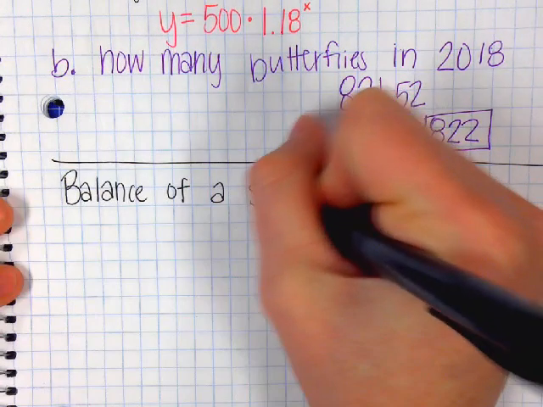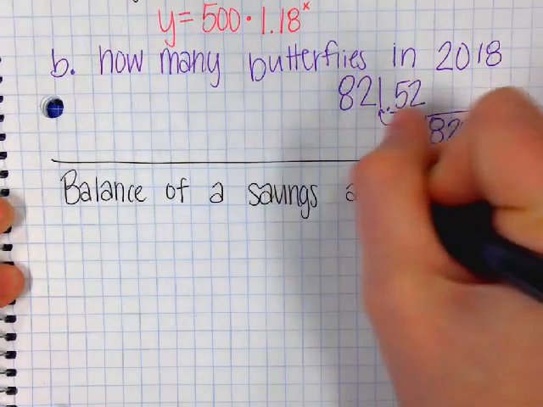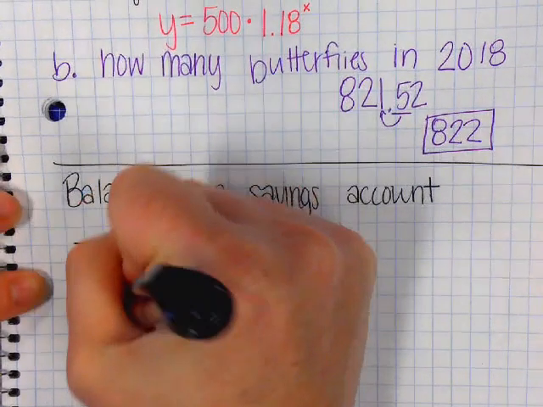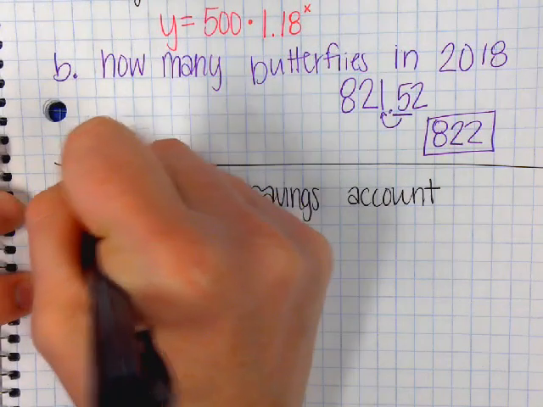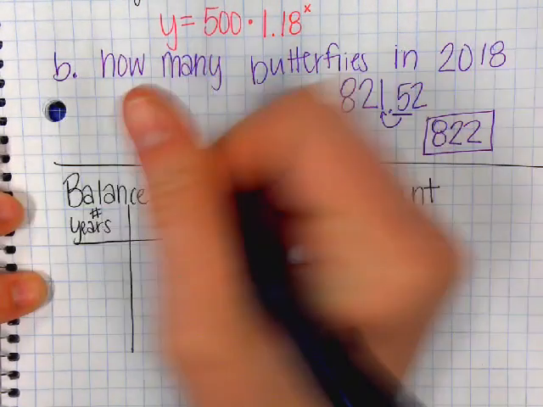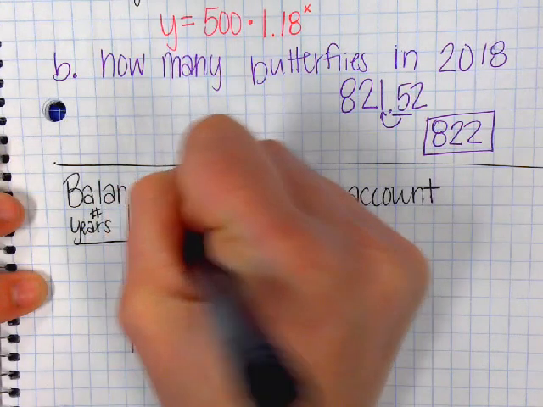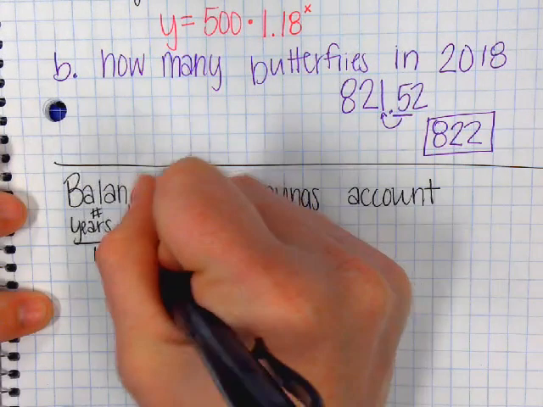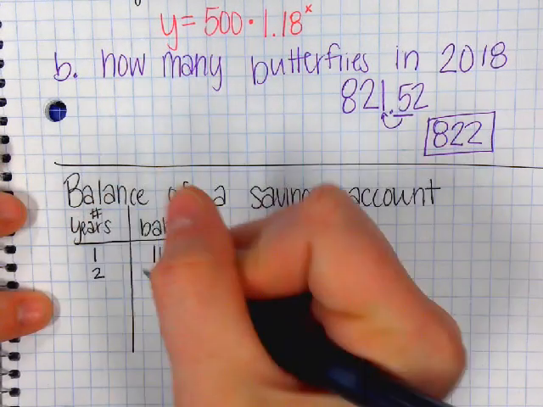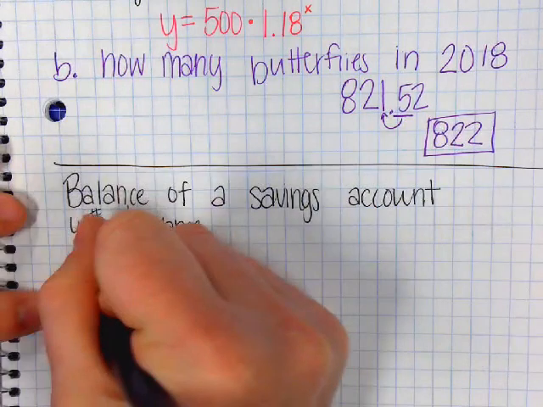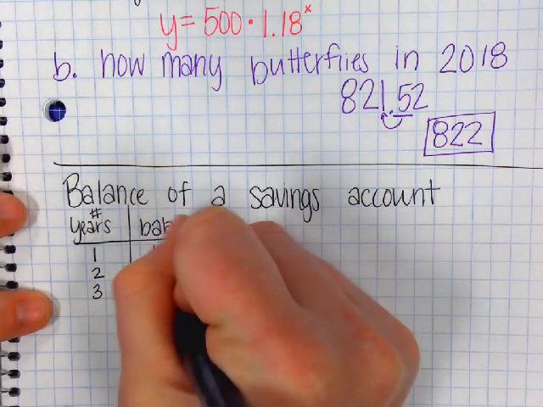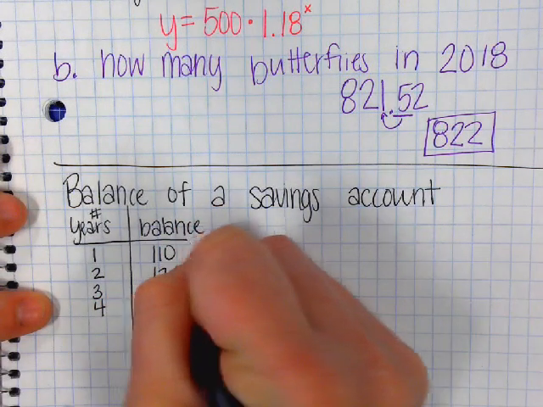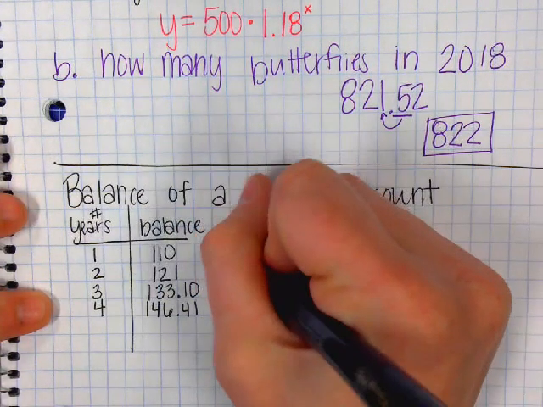So this problem says the balance of a savings account is in the table. If you look at the table, it says number of years and then the balance. So 1 year has 110, 2 years has 121, 3 years is 133.10, 4 years is 146.41.